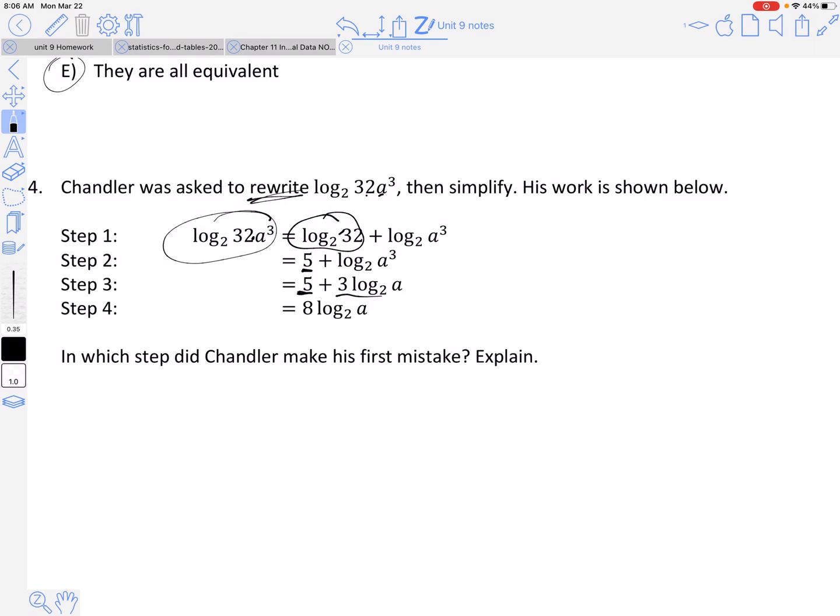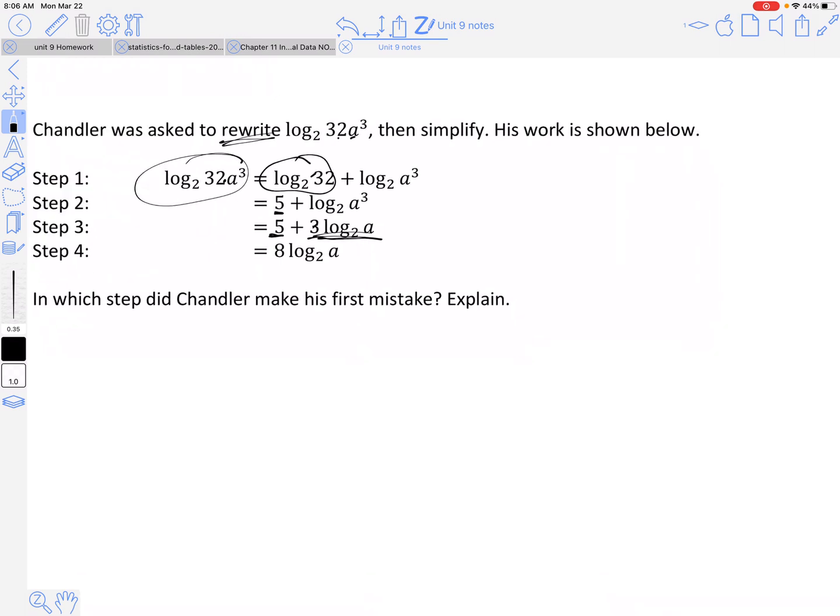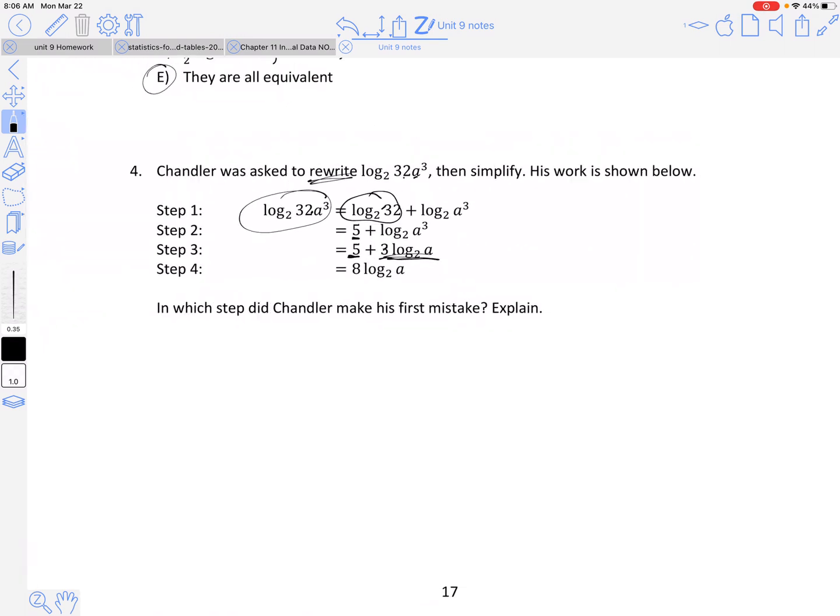But notice these are not like terms, right? You have 3 logs, and we have 5, just 5's a constant. So he made his first mistake in step 4. You can't combine unless they're like terms. And they aren't. So you can't do it.